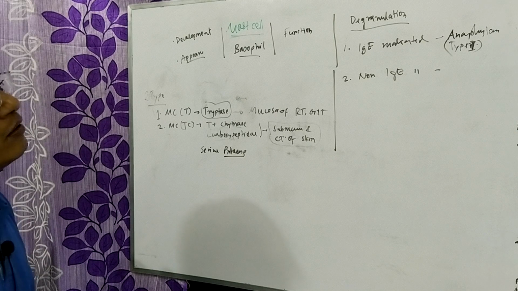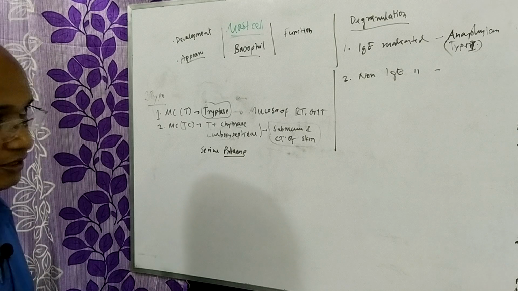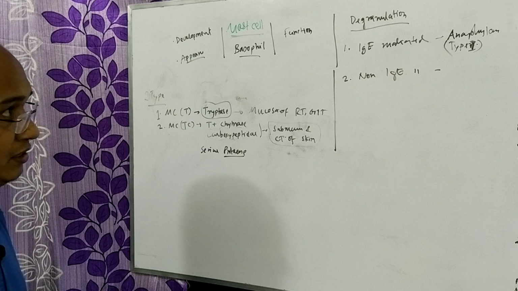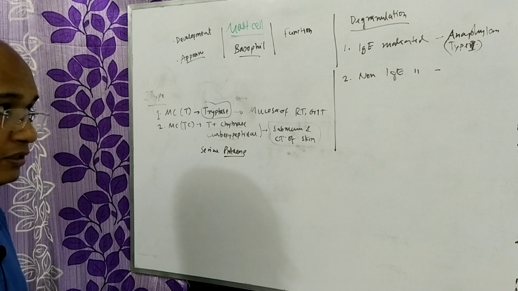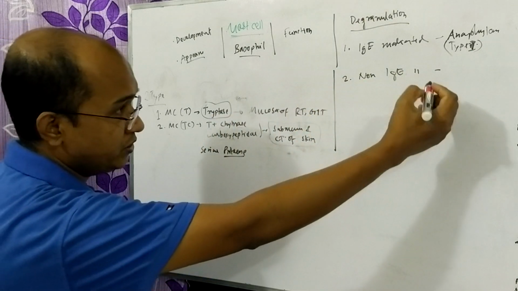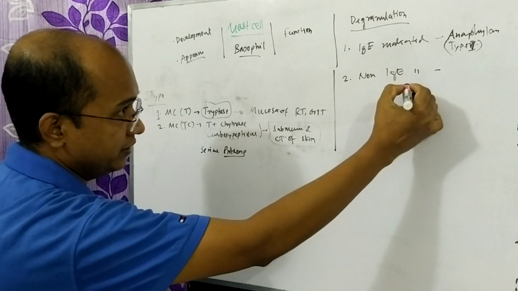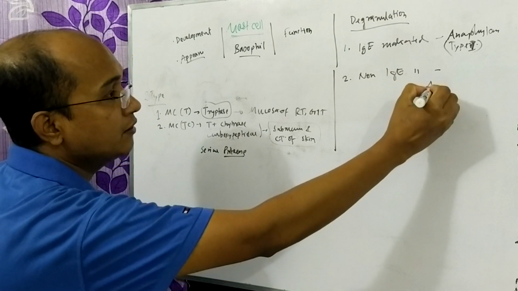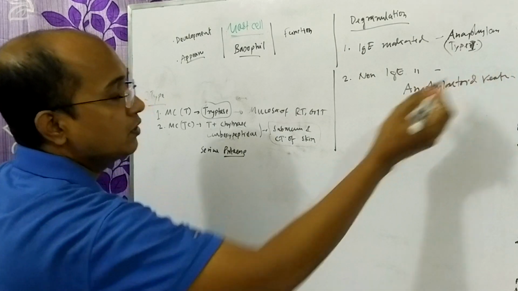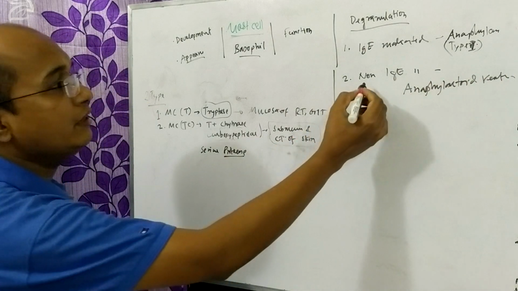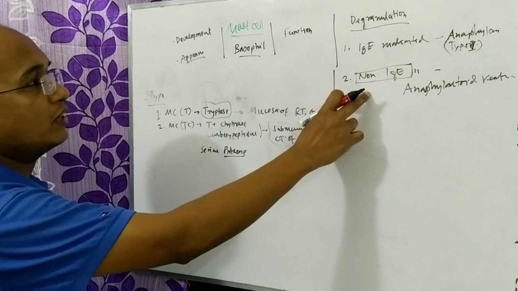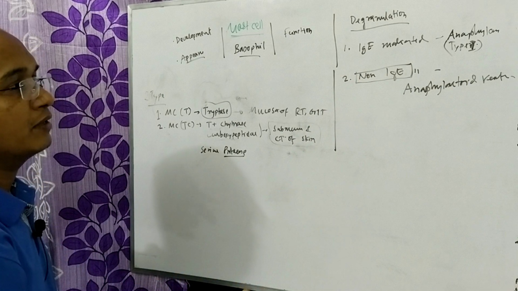On the other hand, in non-IgE mediated mast cell degranulation, there are some processes where mast cell as well as basophil degranulation occurs, not involving immunoglobulin E. That process is called anaphylactoid reaction.